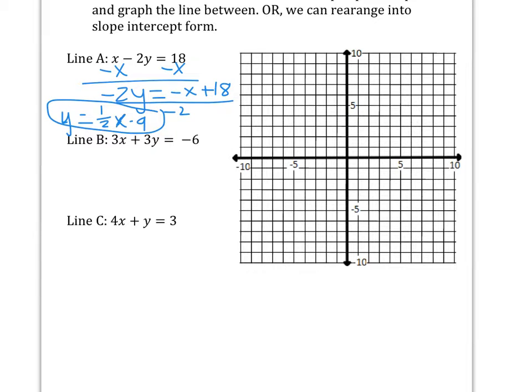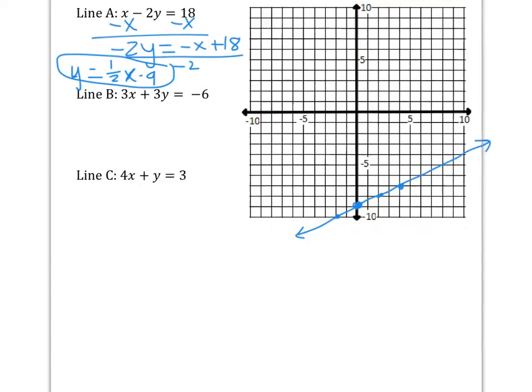So if I graph that line, again, I would graph the y-intercept first, which would be -9, and then move according to my slope. So up 1 unit over 2, up 1 unit over 2, or I could go down 1 unit to the left 2, get a couple points plotted, and make my line.